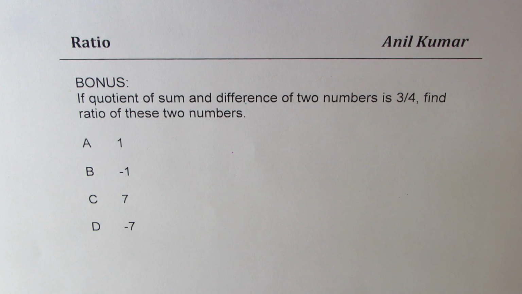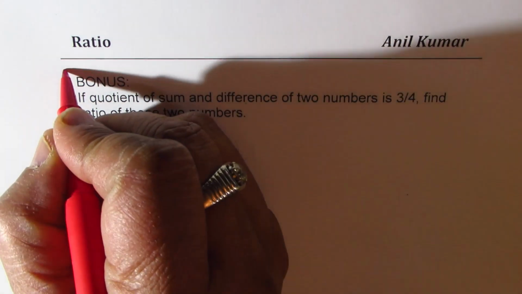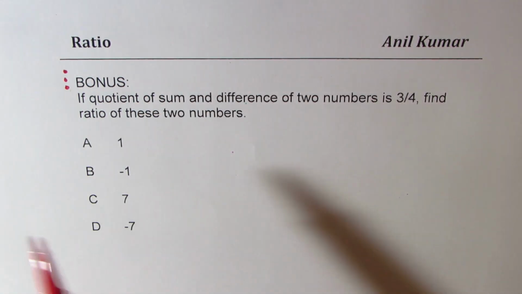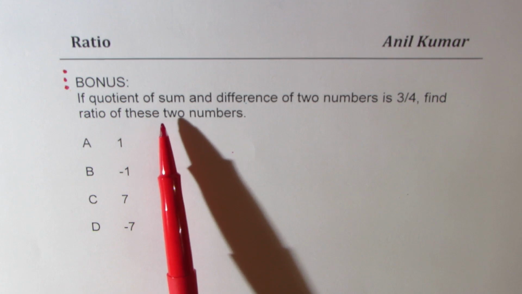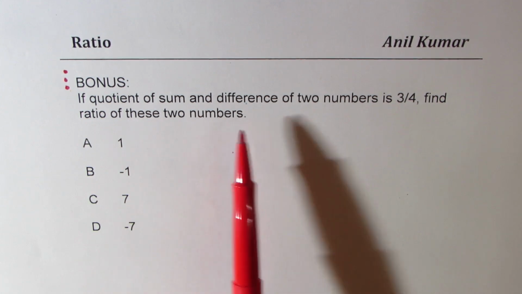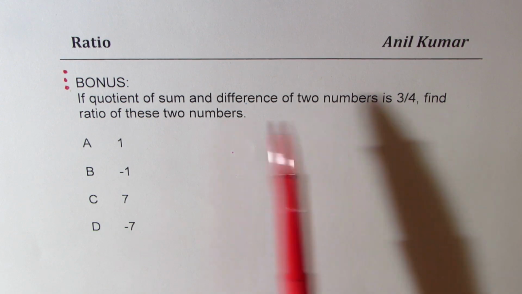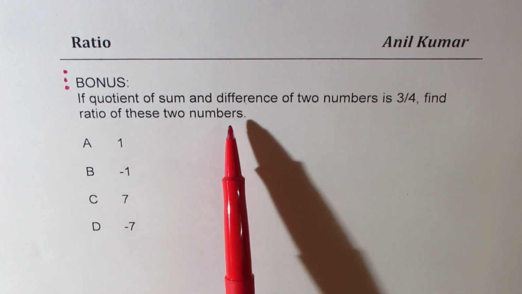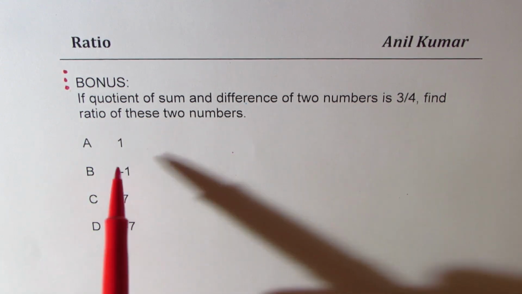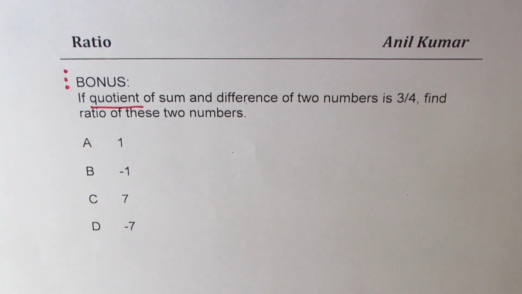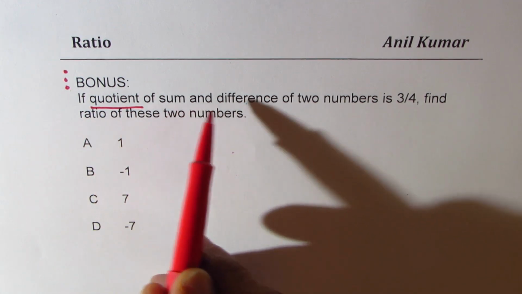Now here is a bonus question for you, which is extremely difficult, right? So I'll give it a rating of 3. The question is, if the quotient of the sum and difference of two numbers is 3 over 4, find the ratio of these two numbers. So here, some difficult words to understand. Quotient, right? So you are dividing one by another. Quotient of sum and difference.